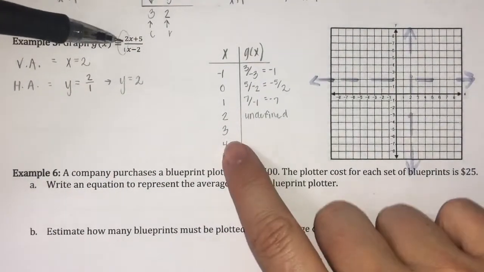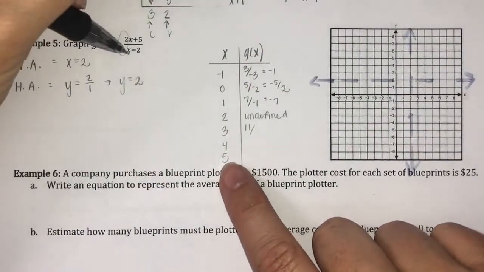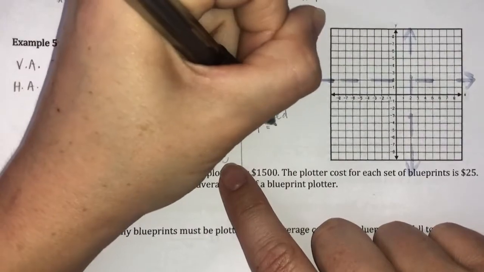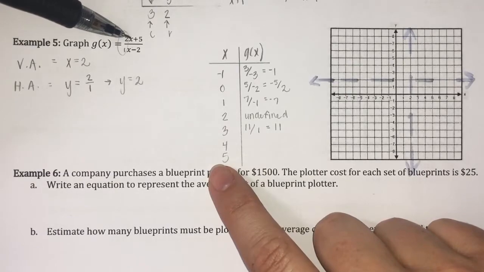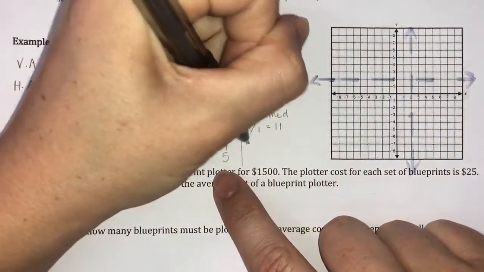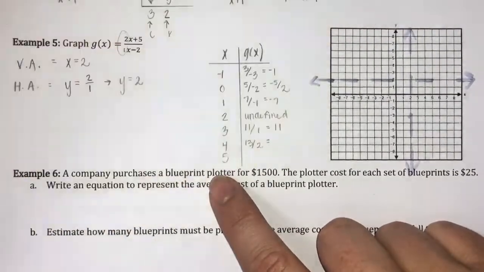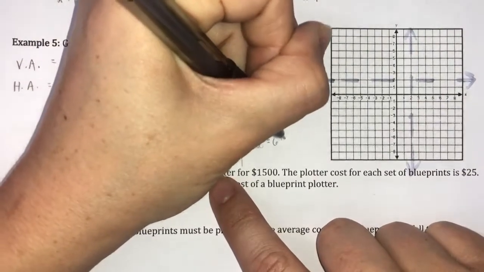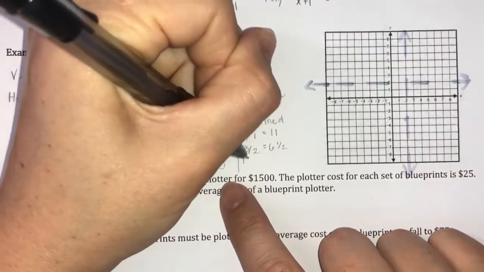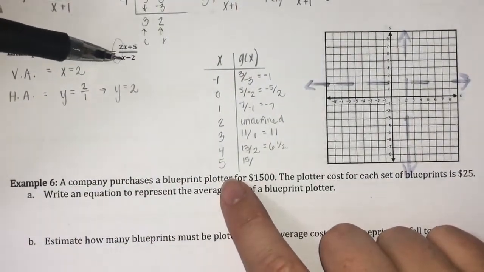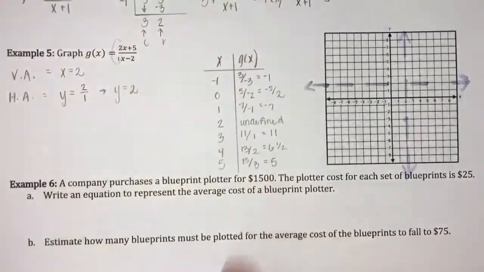And then when x equals 3, 2 times 3 is 6, plus 5 is 11, over 3 minus 2, so over 1, so just 11. And then when I plug in 4, 2 times 4 is 8, plus 5 is 13, over 4 minus 2, so over 2, so 13 over 2 turns into 6.5. And then when I plug in 5, 2 times 5 is 10, plus 5 is 15, and then over 5 minus 2, so over 3, and then 15 divided by 3 brings us down to 5.